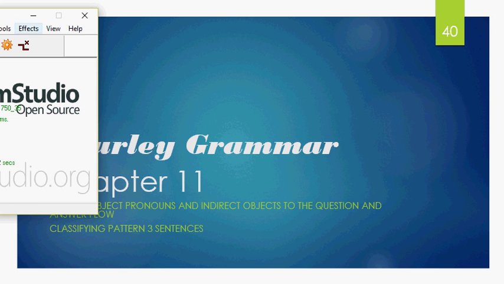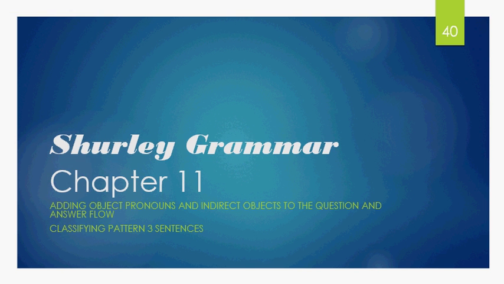Okay, my friends, we are going to go ahead and start our next chapter, chapter 11. We're learning something new. In this chapter, we're going to be learning indirect objects, adding that to the question-answer flow, and indirect objects in a sentence mean you have a pattern 3 sentence.